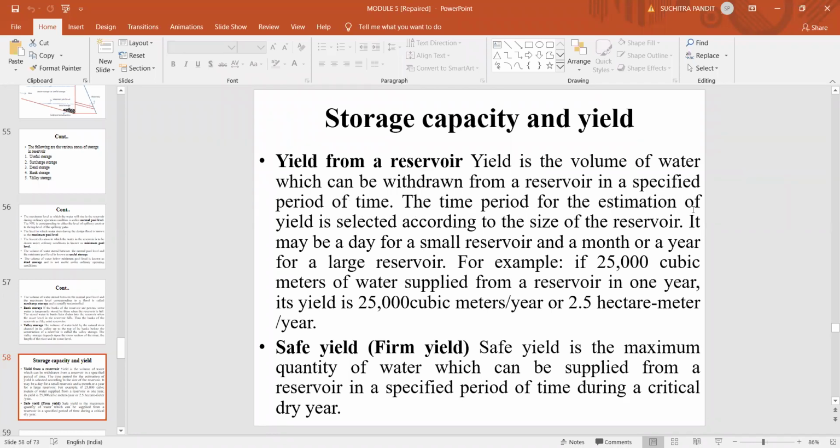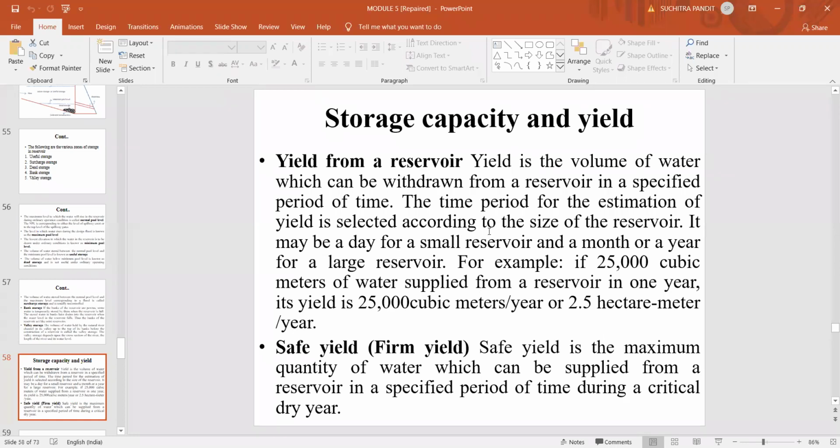The time period for the estimation of yield is selected according to the size of the reservoir, whether it is a single purpose reservoir or multi-purpose reservoir. It may be a day for a small reservoir and it may be a month or a year for a large reservoir. For example, if 25,000 cubic meter of water is supplied from a reservoir in 1 year, then the yield from the reservoir will be 25,000 cubic meter per year or 2.5 hectare meter per year.